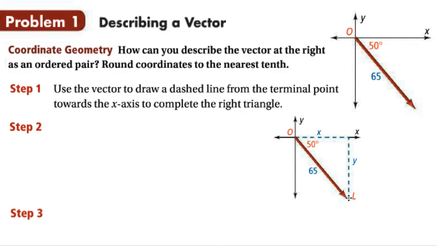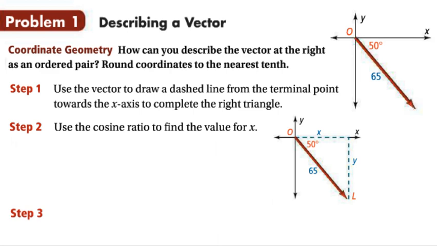So you're going to start from the terminal point down here, L, and draw a straight line back to the x-axis, and then a straight line on the x-axis back to the initial point, so that you will always make a right triangle. Then we want to be able to find what x and y are.